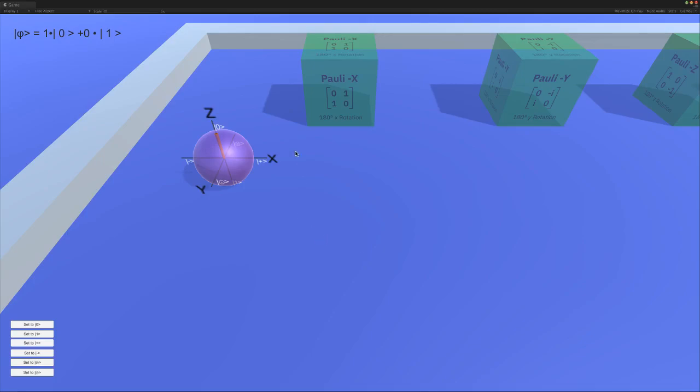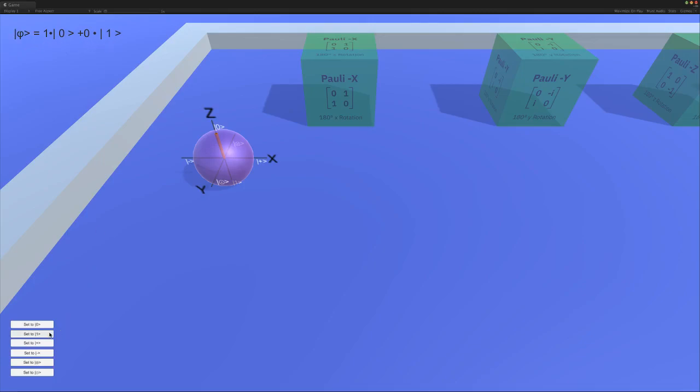So here in the middle we have a Bloch Sphere, which is one of the ways of representing a qubit, or a quantum bit. At the top we have the zero state and at the bottom the one state. In the top left-hand corner we also have an alternative way of representing a qubit. It shows that the state is equal to one lot of the zero state and zero lots of the one state.